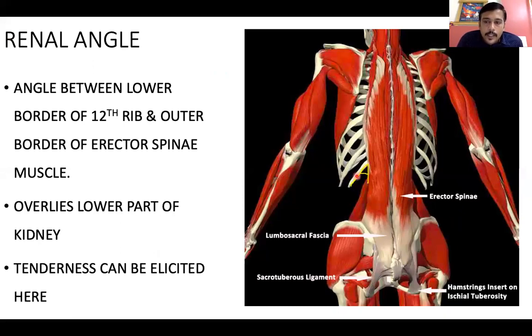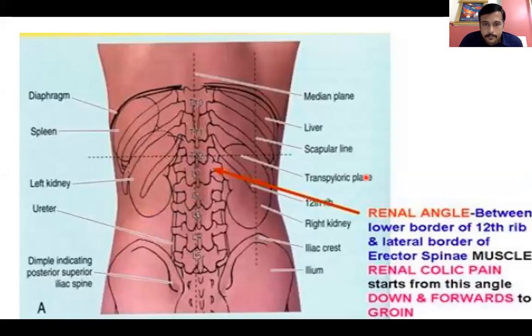Usually the tenderness will be elicited in this particular location, in this angulated area. Any pain or any lesion of the kidney, the pain or the tenderness will be seen in this particular location. You can see here once again, the renal angle between the lower border of the 12th rib and the lateral border of the erector spinae muscle.